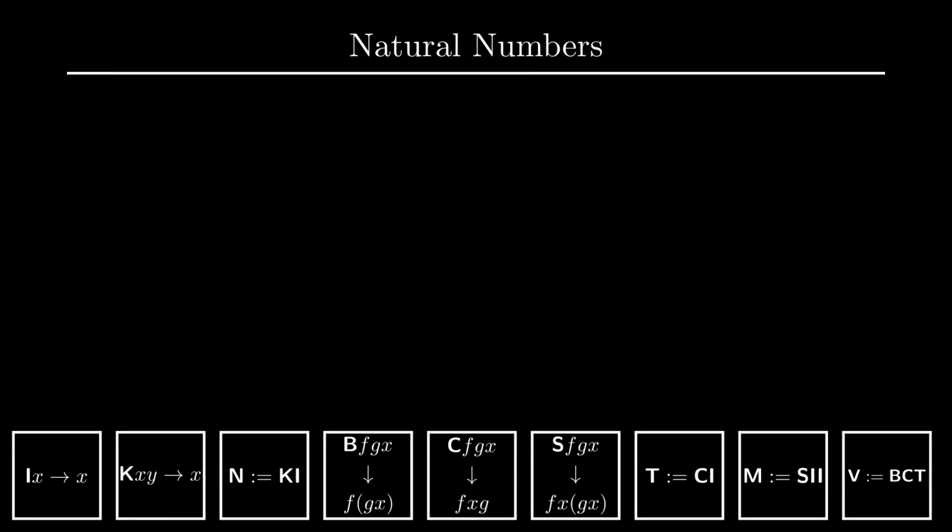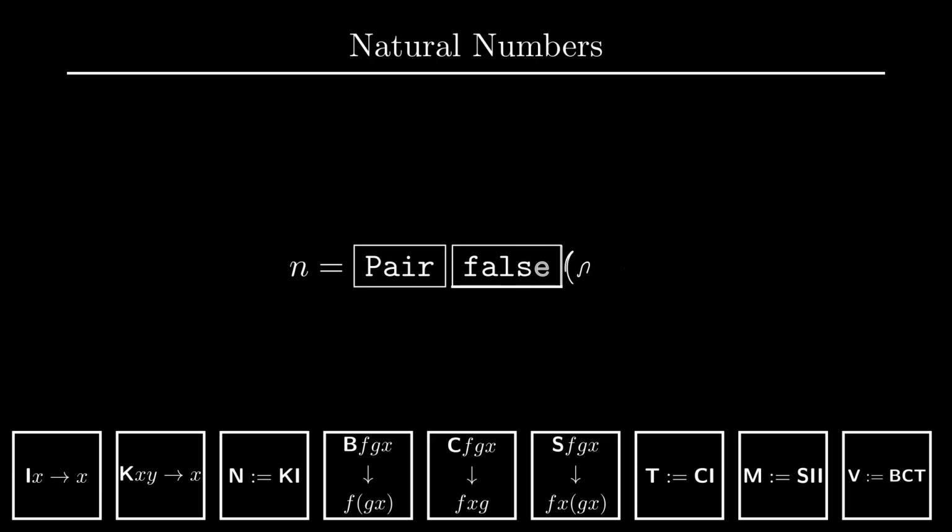If n is a positive number, then we can prove that it is extensionally equal to pair false (n minus 1). So the number before n is easily accessible. It is the second entry of the pair.